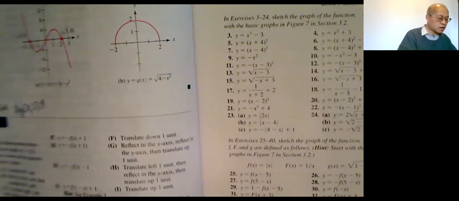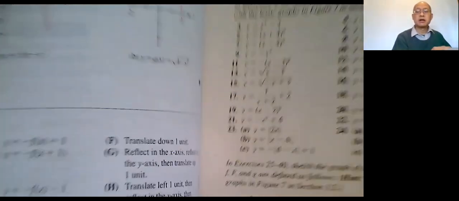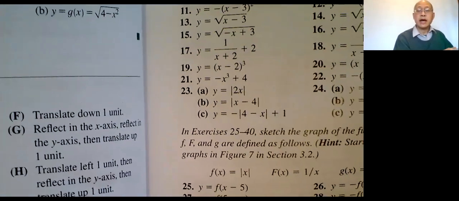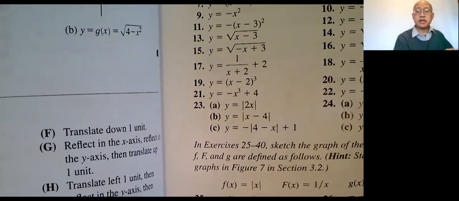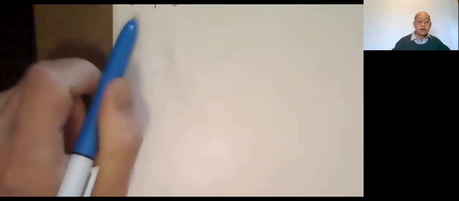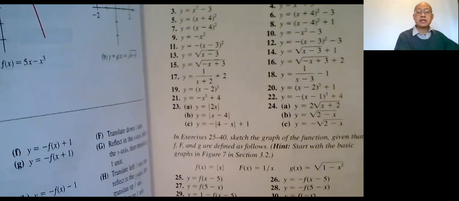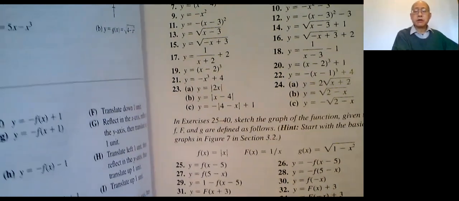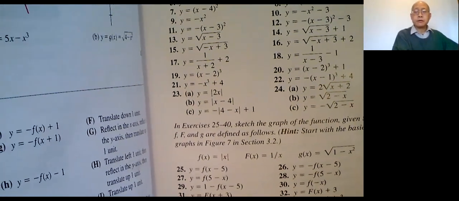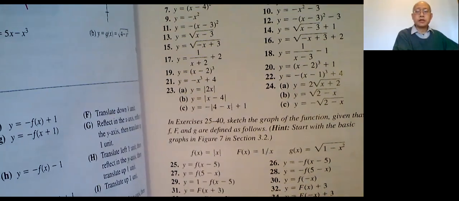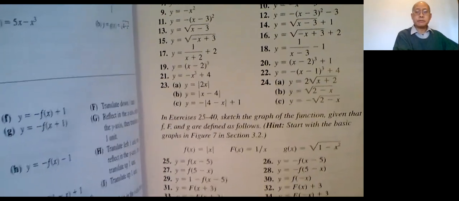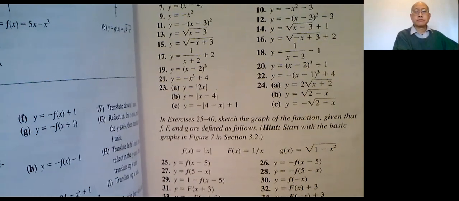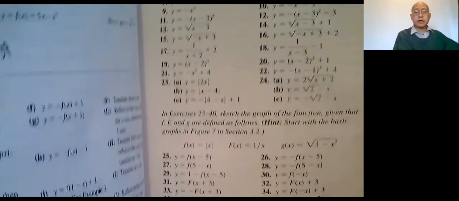Now I wasn't going to do 19, but I'll just talk about it. 19, (x minus 2) cubed. Your base function is still x cubed. Take your cubic function for 19, and instead of x, it's parentheses x minus 2. Can you recall what happens there? I move the graph 2 units to the right. 2 to the right this time. Right, so that's 19.